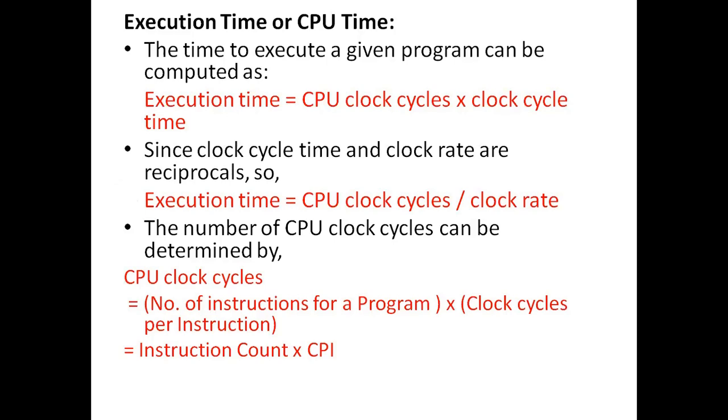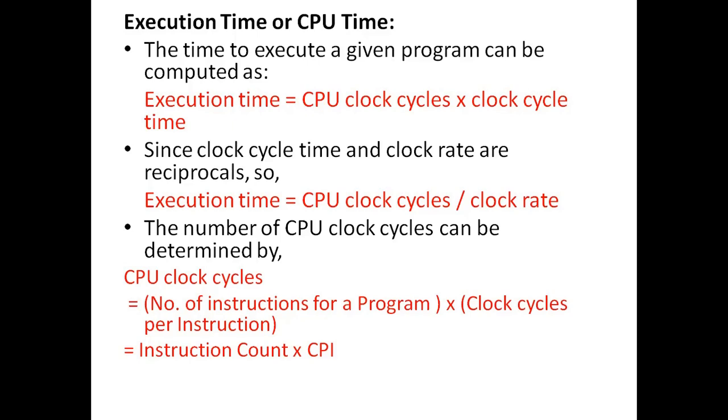So I simplify the equations. Performance equals 1 divided by execution time. 1 divided by execution time A is greater than or equal to 1 divided by execution time B. Finally, simplifying, execution time B is greater than execution time of A. The meaning of this equation is that the execution time of computer B is high compared to computer A.